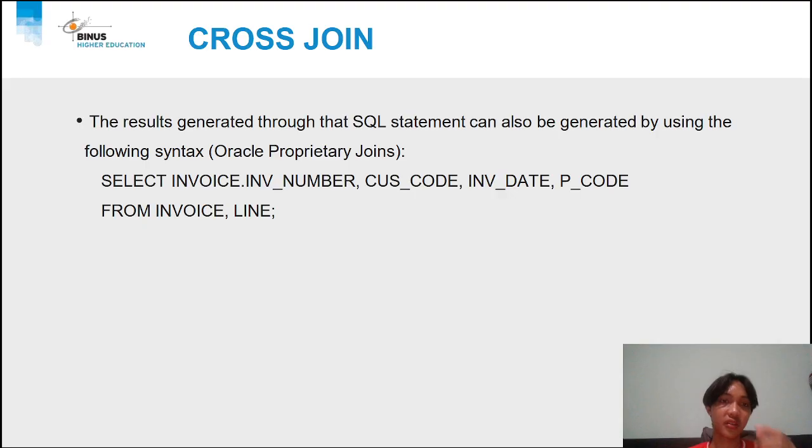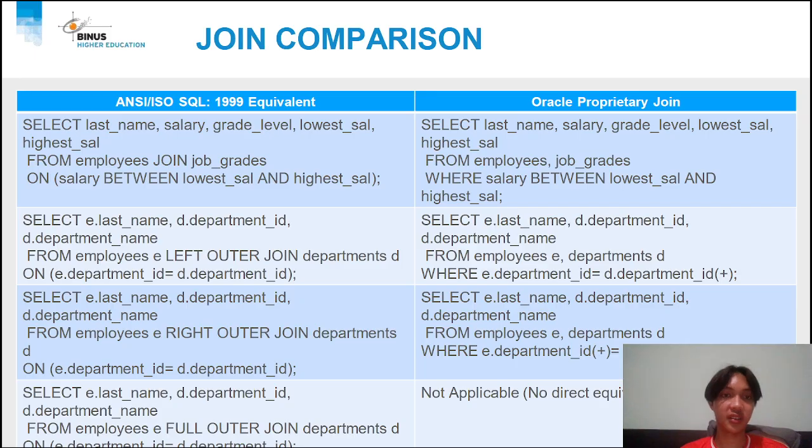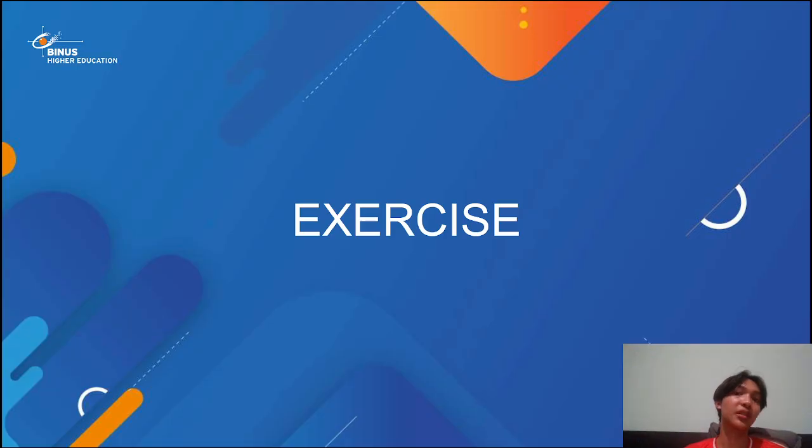And there's a cross join. The result generated through that SQL statement can also be generated by using the following syntax. And in here there is Oracle non-equijoins and outer joins. And there's a join comparison. There's many things I cannot explain because of the time.